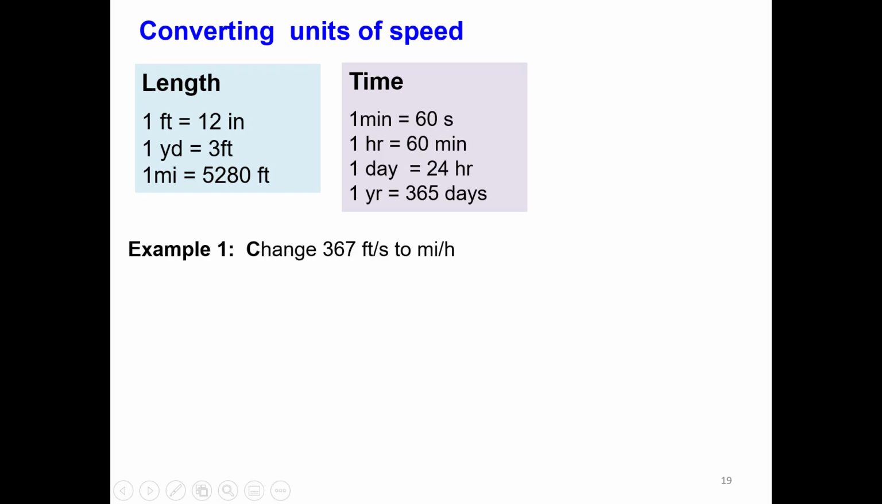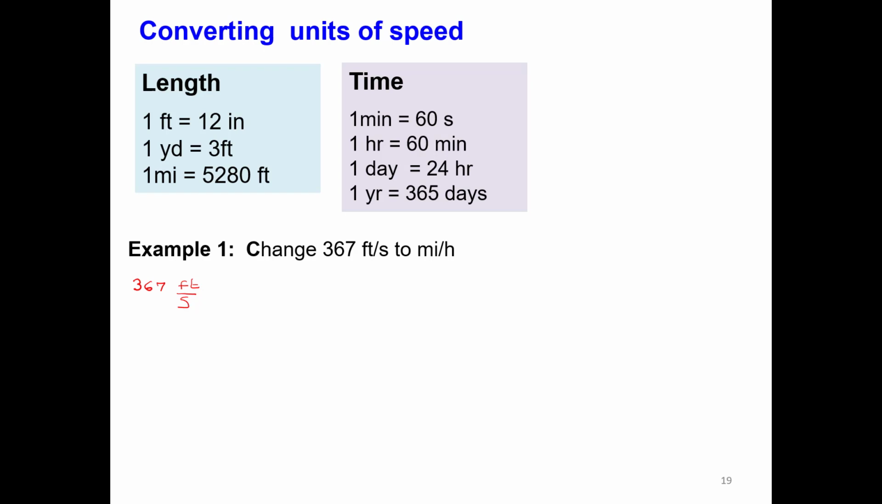Distance is a length. In this case, we want to convert 367 feet per second to miles per hour. Yes, this is what we want to do. To do that, we will use these conversion factors we have here. Let's see how we will do that. We have 367 feet per second.